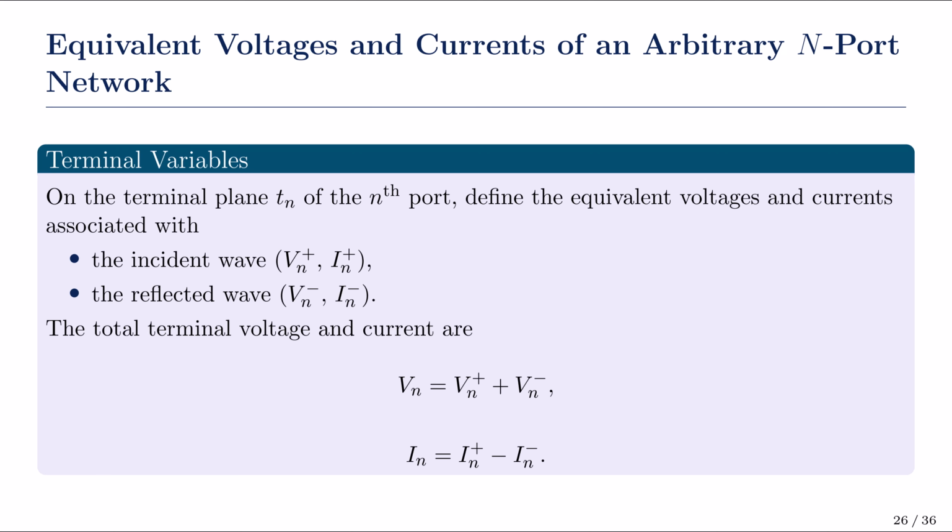The terminal voltage is simply the sum of the incident and reflected voltages. The terminal current is obtained as the difference between the incident and reflected currents according to the adopted reference direction. These equivalent variables provide the bridge between conventional circuit theory and traveling wave analysis used in microwave engineering. Using these equivalent voltages and currents, we can now establish the generalized mathematical description of an arbitrary n-port network.